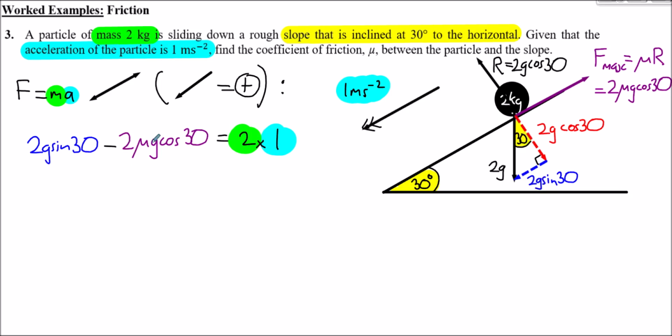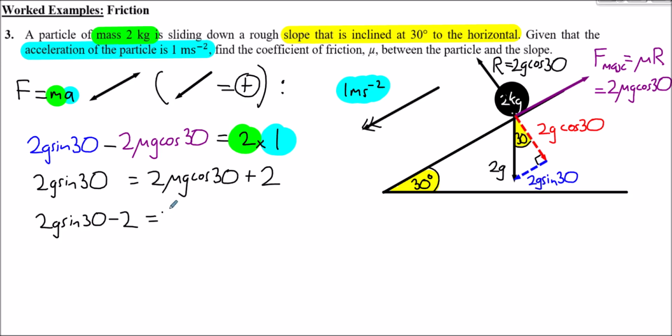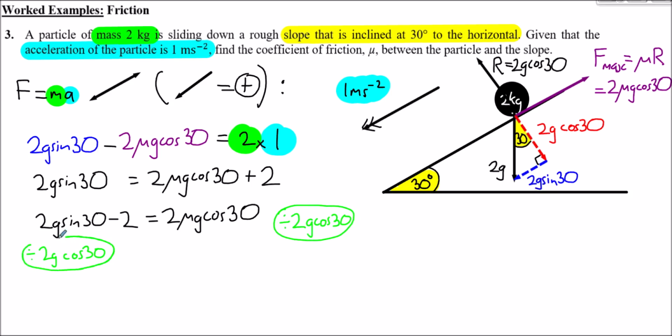So next up we can rearrange. If we add 2 mu g cos 30 to both sides, we get that 2g sine 30 equals 2 mu g cos 30, and obviously 2 times 1 is 2. Subtract 2 from both sides now. 2g sine 30 subtract 2 equals 2 mu g cos 30. Now we want to have mu on its own, so what we can do in this scenario is divide both sides of this equation by 2 by the g and the cos 30. If we do that, we can work out what mu is.